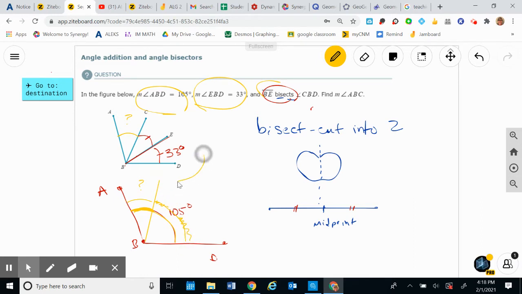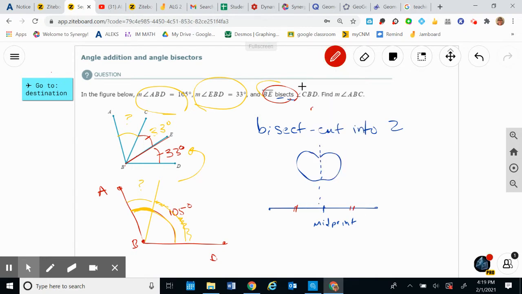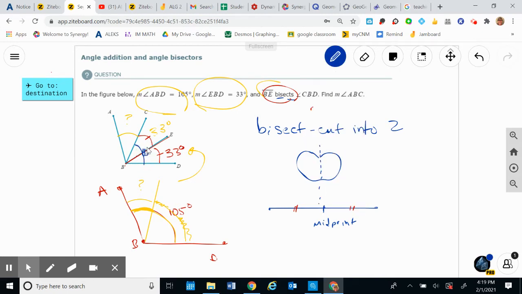Okay, well, here you go. Then you say, what do I have? I have 33 degrees here. Now I have 33 degrees there, because that bisects it. So what do we know? We know that this full angle, let me do it a different color, this angle is equal to 66 degrees. Well, if the whole thing is 105 and this piece is 66, it's 105 minus 66 to get ABC, the measure of angle ABC. So 45 degrees. The measure of angle ABC equals 45 degrees.